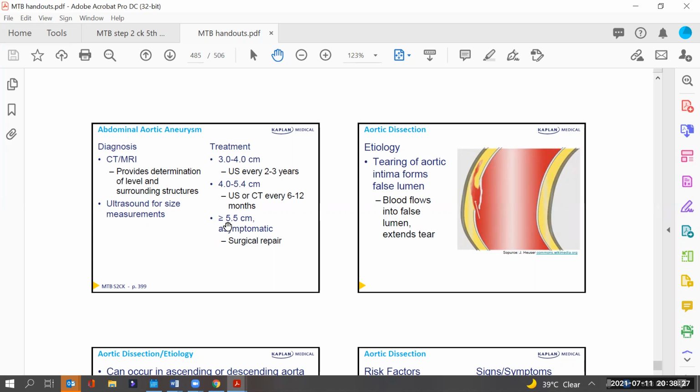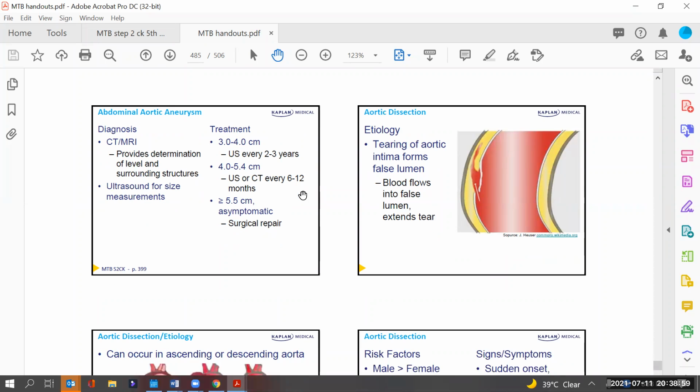But if the size is more than or equal to 5.5, we will straight away ask the patient to go for surgical repair, even though the patient doesn't have any symptoms. It's no problem that the patient doesn't have symptoms. But what happens if this mass ruptures? There will, of course, be instant death of the patient. So we cannot take a risk. We will just say if the dilatation is 5.5 or more, you have to go for surgical repair. But if it's in between 3 to 4 or 4 to 5.4, we can give a chance to go for an ultrasound every 2 to 3 years, or maybe 6 months.